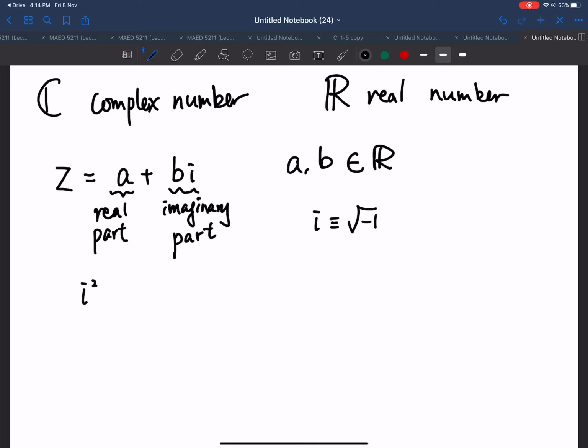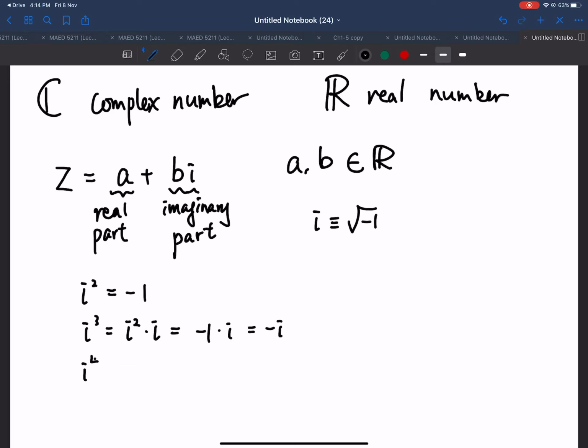So, what's the value of i squared? -1. i cube. No, i cube is i squared times i, okay? That means -1 times i is negative i.